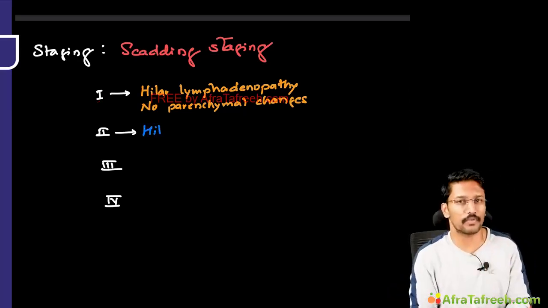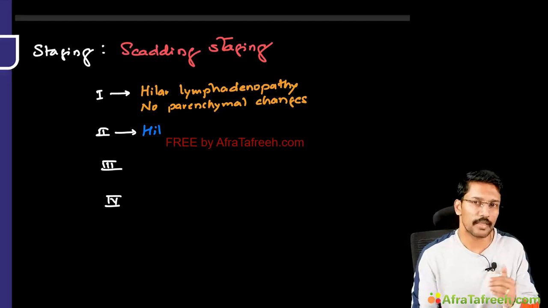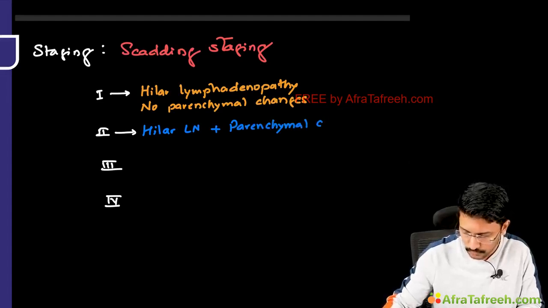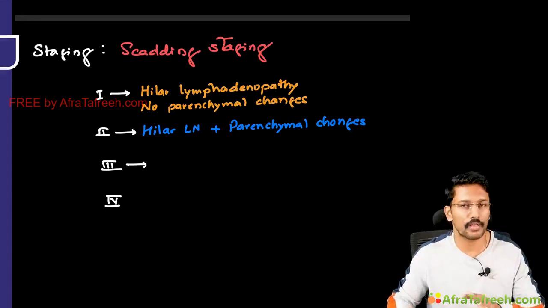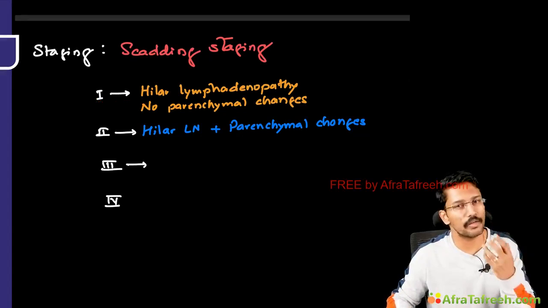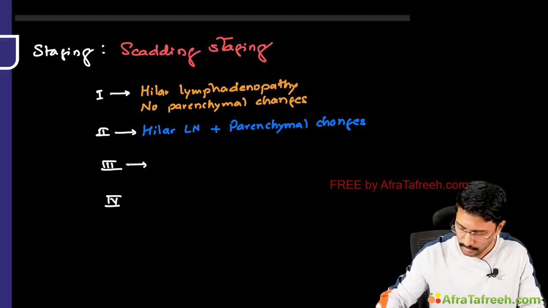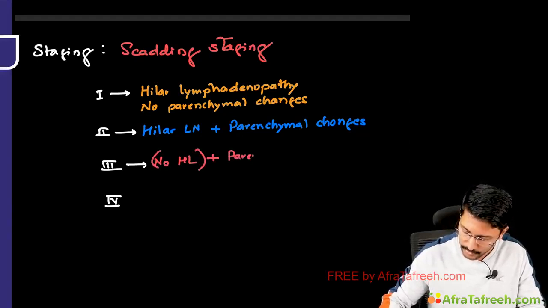So it starts with hilar lymph nodes. Subsequently, lung parenchymal changes start appearing, basically infiltrative changes in the lung fields. Then it will progress further. So here we have hilar lymph nodes plus parenchymal changes. That is our stage 2. Okay, now what happens in stage 3? In stage 3, the hilar lymph nodes start disappearing, but parenchymal changes persist. They might increase. So in stage 3, we only have parenchymal changes. There are no hilar lymph nodes, but there are certainly parenchymal changes.